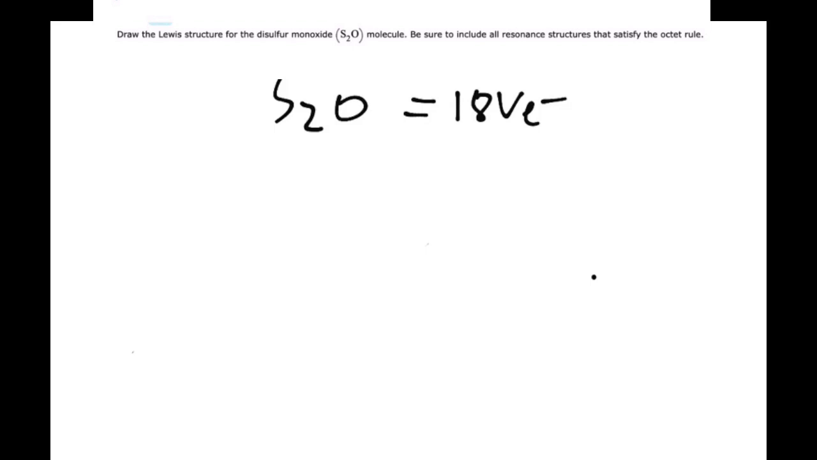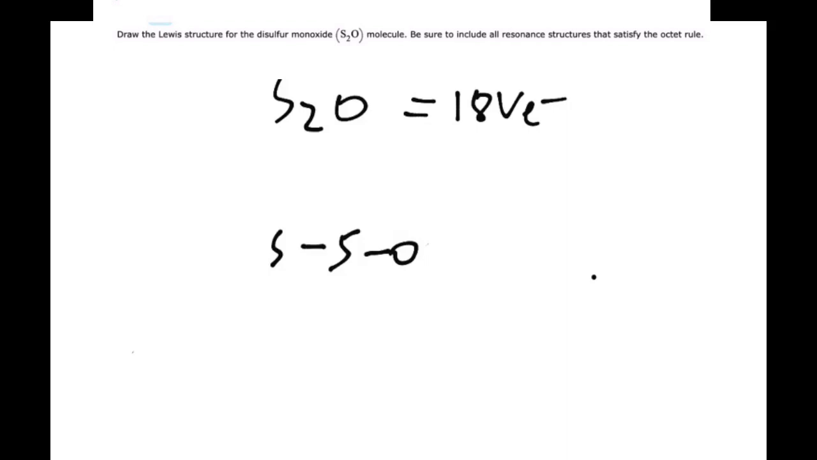Perfect. Now we would ask ourselves, what is the central atom, the least electronegative? In this case, it's not going to be the odd one out, like usual. Here, sulfur is going to be the central atom. So if sulfur is the central atom, that means we have a sulfur and an oxygen that are both attached to that central sulfur in some way.